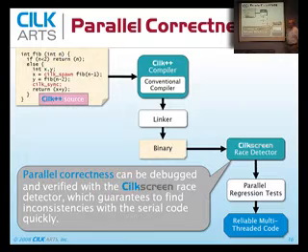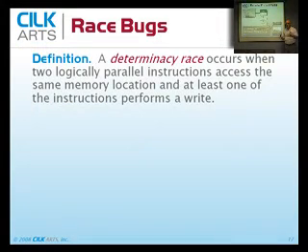What the race detector does is it takes some input, runs the program on it, and tells you whether there's any possibility that the execution of this program would differ from that of the serial execution. Okay? So if it does differ, then what you have is what's called a determinacy race. A determinacy race occurs when you have two logically parallel instructions that access the same memory location, and at least one of the instructions performs a write.